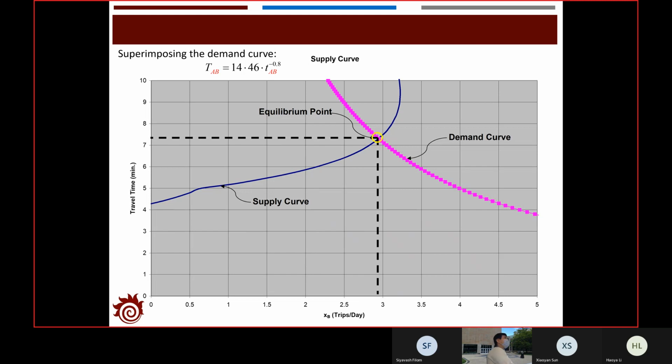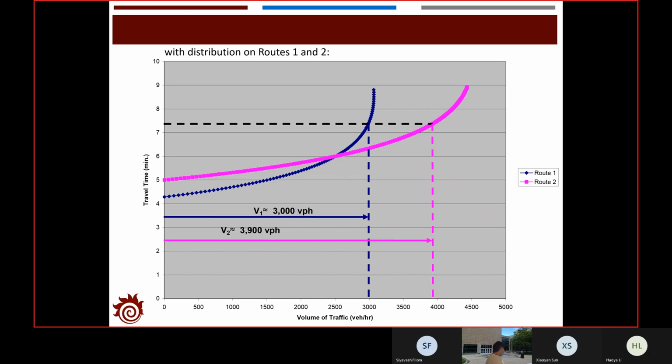Of course, if you are provided with the travel time from one point to another point, you can directly calculate how many flows there are from origin to destination. That's what we get about the results. And back to the original cost function, the volume on route 1 is 3,000 and route 2 is 3,900.